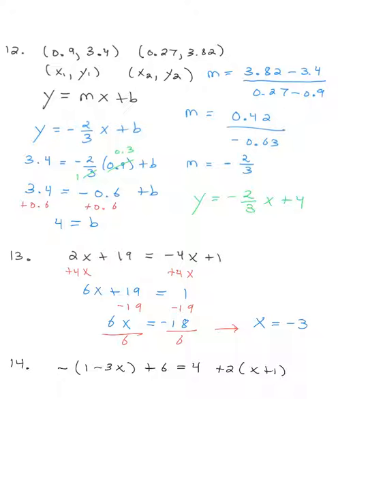For question 14, the only thing with linear equations is potentially you'll have some more steps after you distribute, cancel fractions, or something like that. So for this one, I'm first going to simplify both sides. I'll distribute this negative into the parentheses as well as this positive 2, and this changes my equation to negative 1 plus 3x plus 6 is equal to 4 plus 2x plus 2. I can now combine like terms on the left and the right, so I get 3x plus 5 is equal to 2x plus 6.